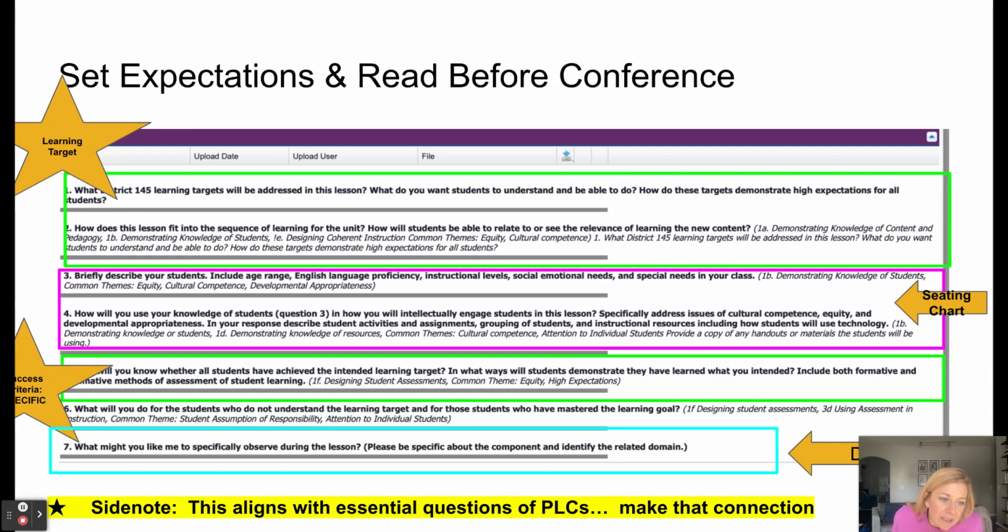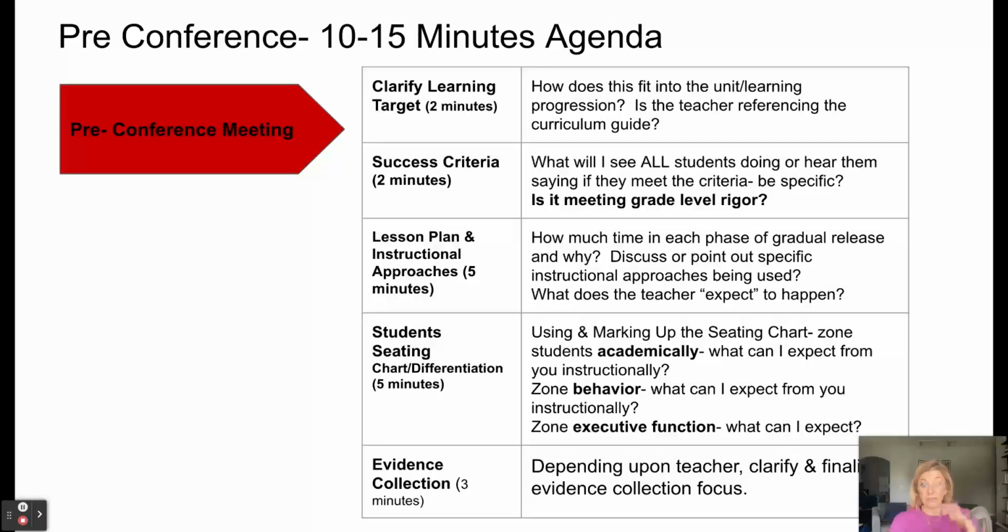If you wait to read the pre-observation form during the conference, you're going to take 10 minutes. If you read this before the teacher comes into the conference, you already have an idea of what you're listening for and you know what questions you're going to ask for clarification. Have a schedule, have an organizer that you're going to fill out for the pre-conference. Some of the questions have already been answered. You could print out their pre-observation reflection and just add these notes.